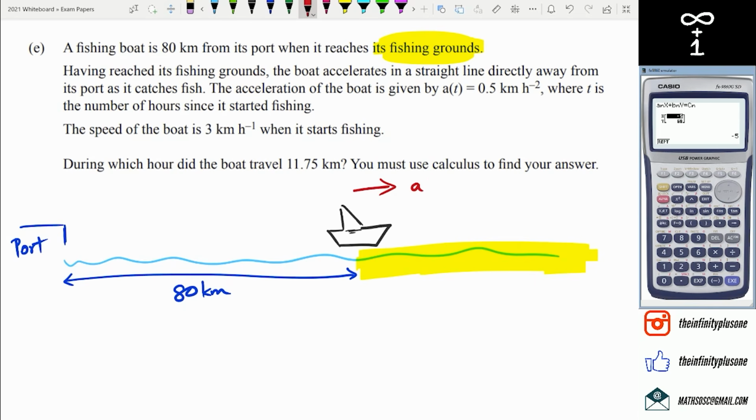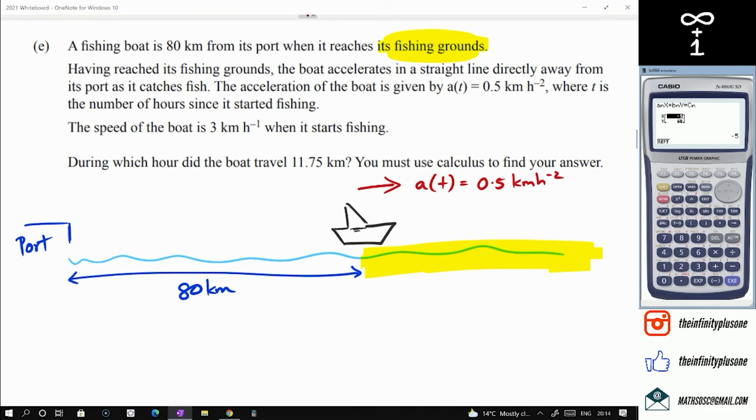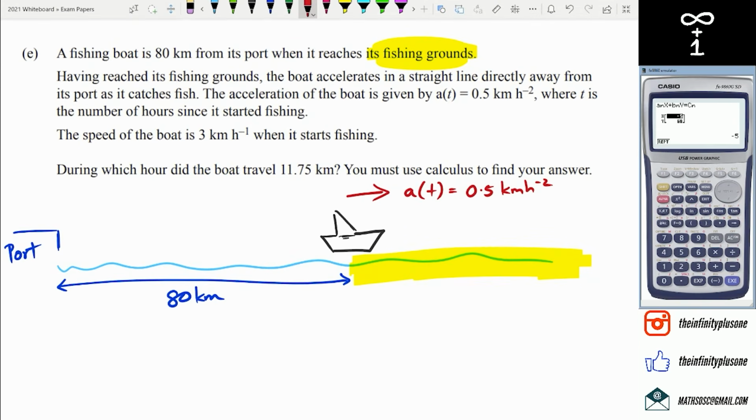We've also been given the acceleration, which is 0.5 kilometers per hour squared. Now the other thing is the speed of the boat is 3 kilometers per hour when it actually starts. So that means at this point right here, the velocity, and if we say it starts fishing, we're going to put t as when it starts, when the fishing actually happens.